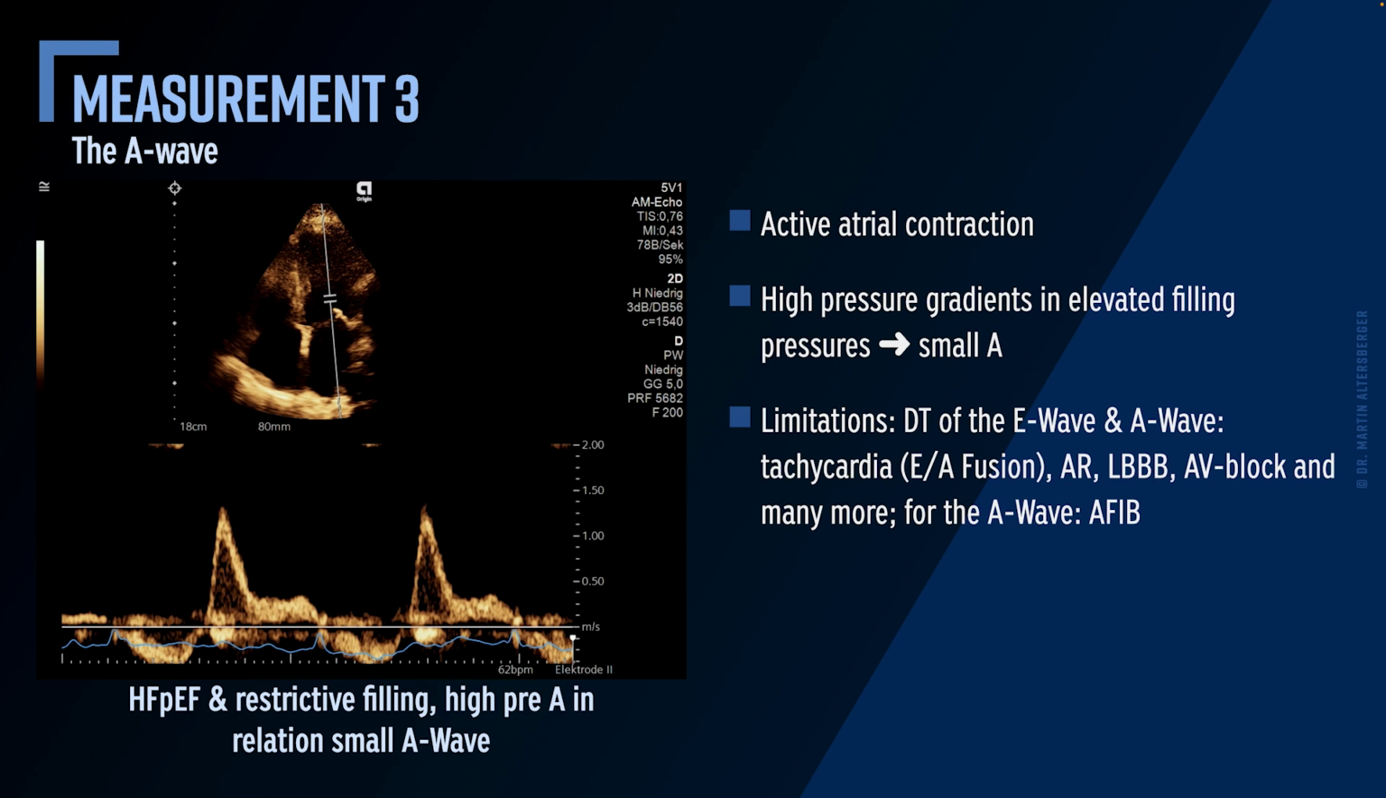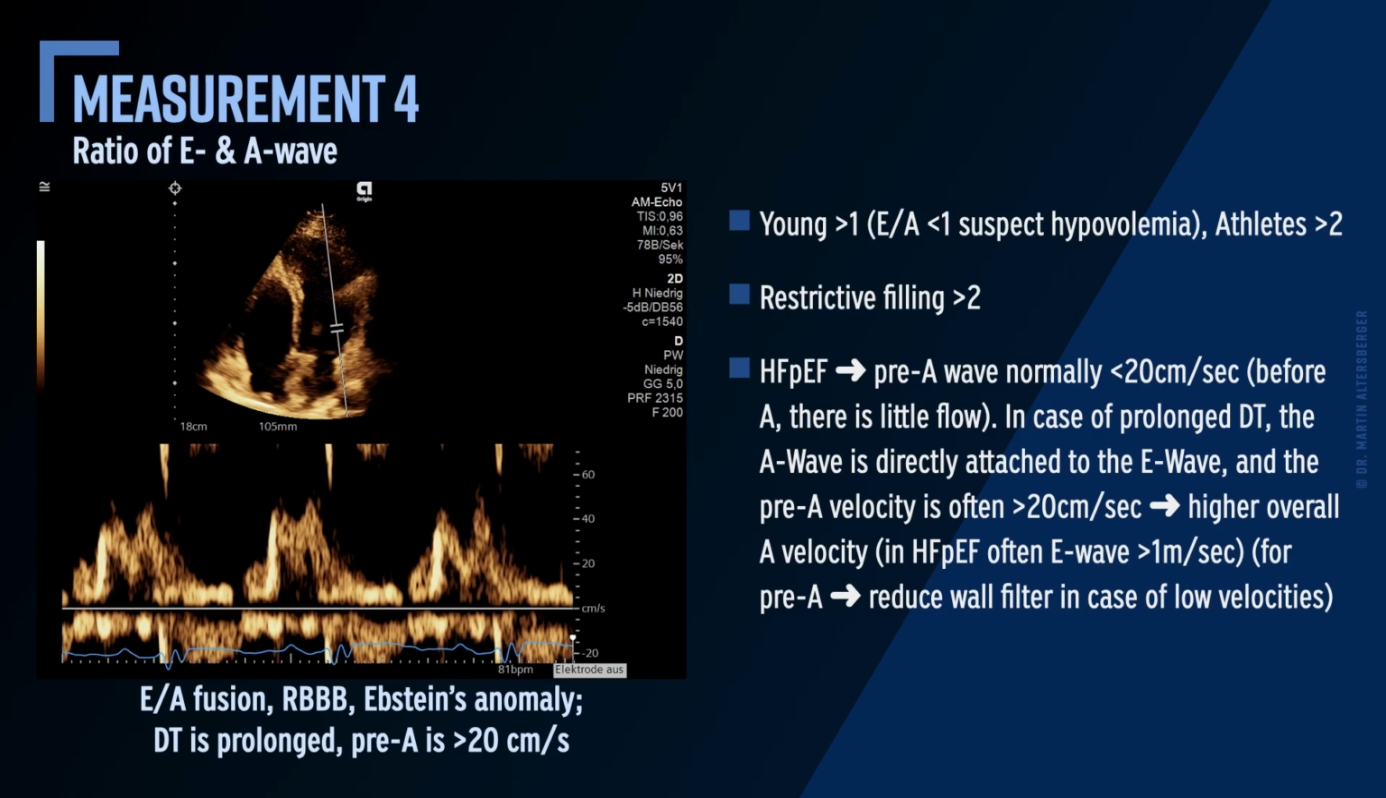So the limitations, of course, of the deceleration time of the E wave and the A wave. Again, tachycardia and E to A fusion happens in tachycardia. If you have aortic regurgitation, significant bundle branch block, so left bundle branch block, significant AV block, and many, many, many more. Also for the A wave, of course, in atrial fibrillation, you do not have atrial contraction, so you cannot measure an A wave at all.